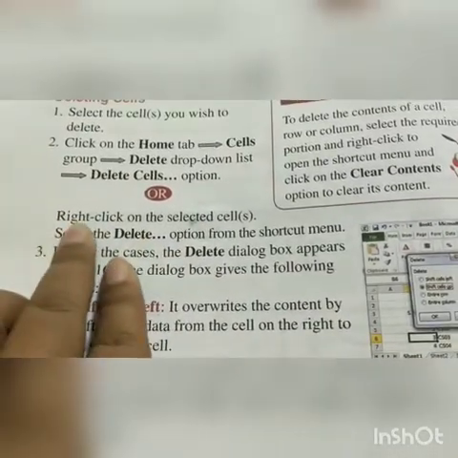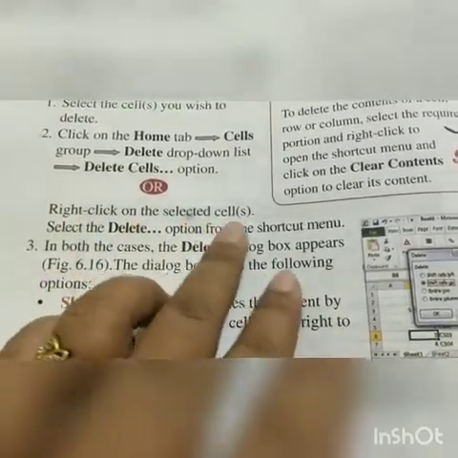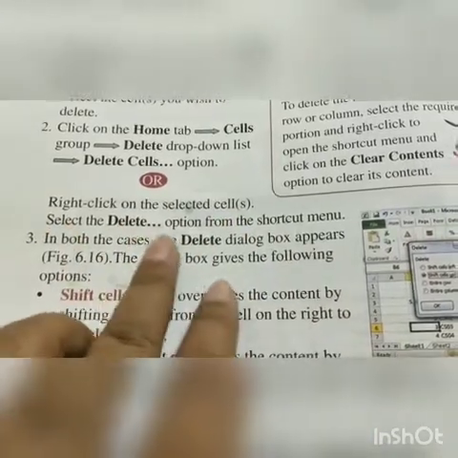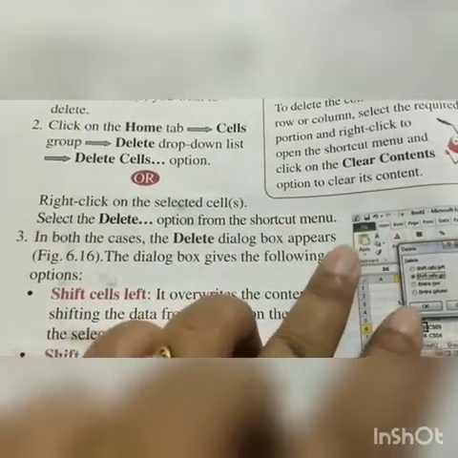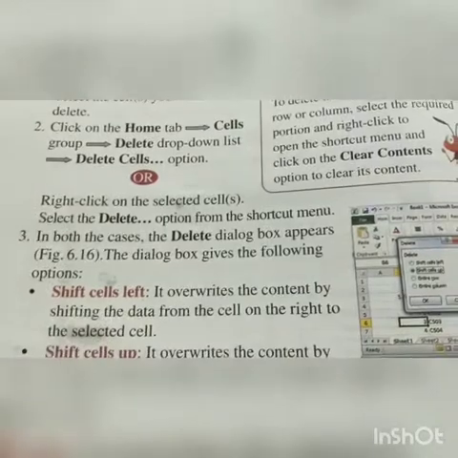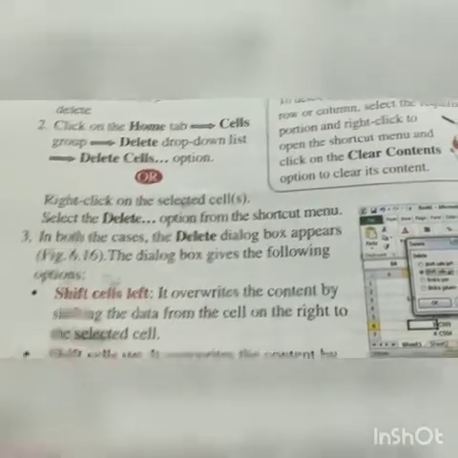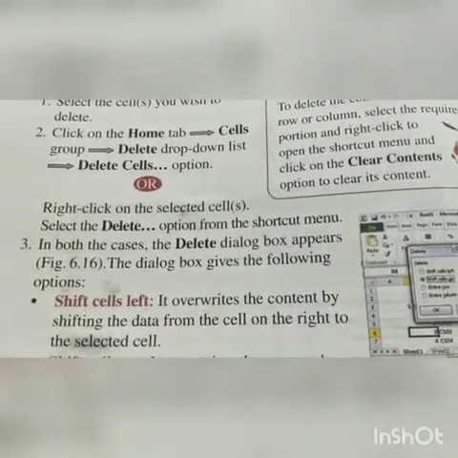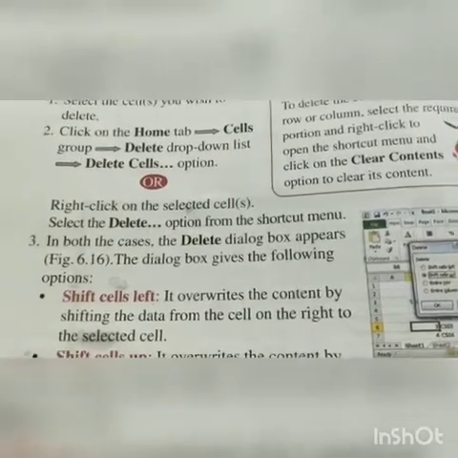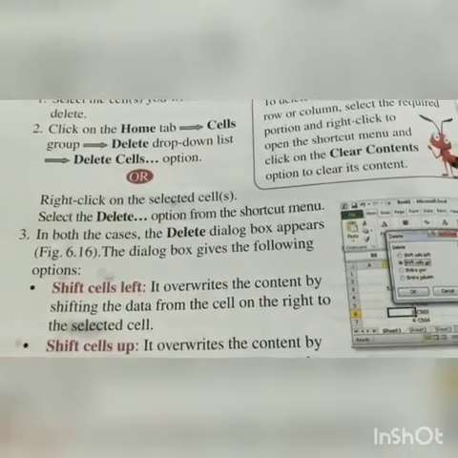Or right click on the selected cell and select the Delete option from the shortcut menu. Right click on the selected cell which you want to delete. Right click there, then in the drop-down list the Delete option will come. You can delete it. Okay.